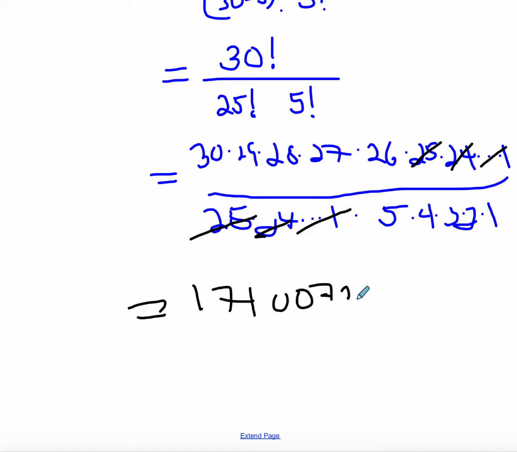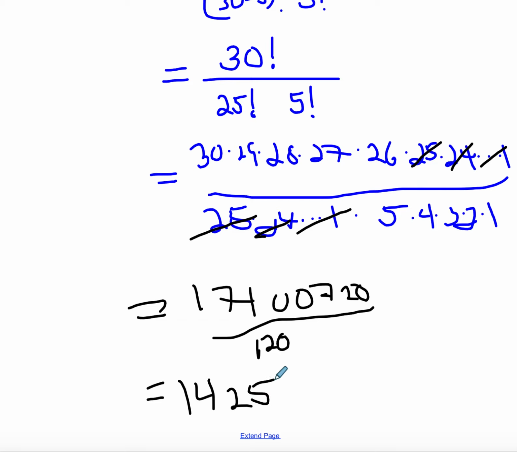17,100,720. 5 times 4 times 3 times 2 times 1 is 120. And then you can go ahead and do the division. So 17,100,720 divided by 120 comes out to be 142,506. So that's how many different combinations you have of this problem.